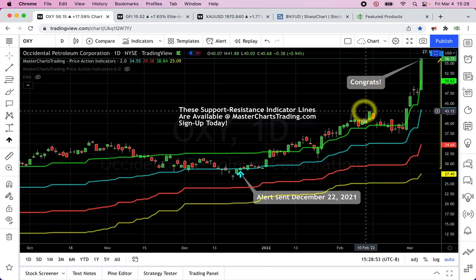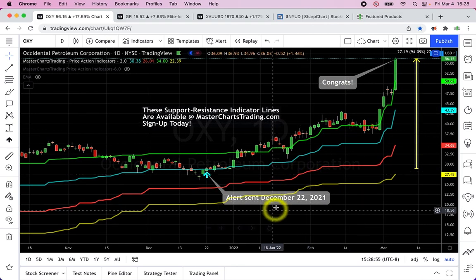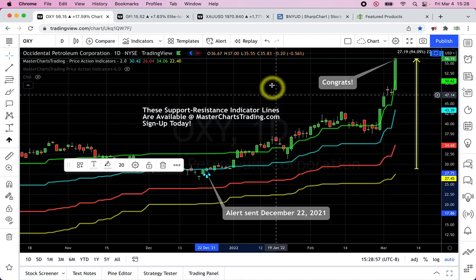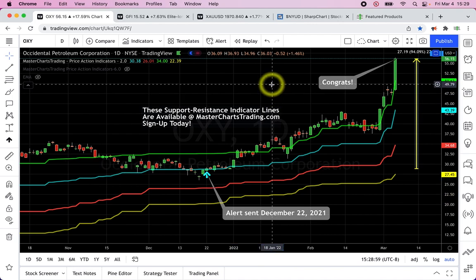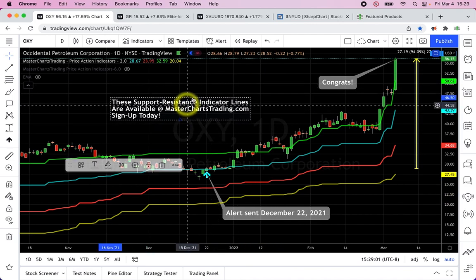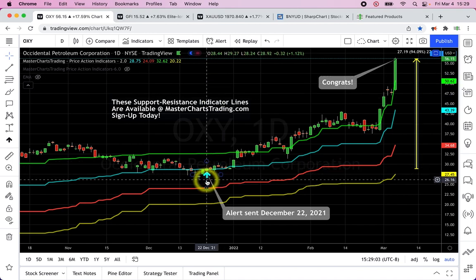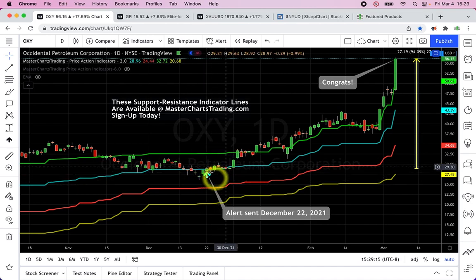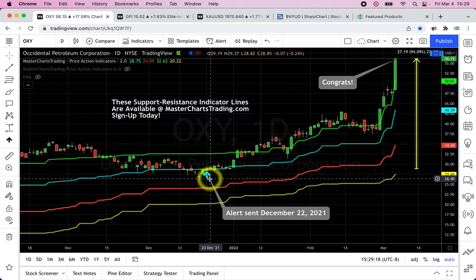One oil-related company we did trade is Occidental Petroleum, this United States company. Again, I didn't really think much about it at the time. This is an actual alert right there, 22nd of December of last year. How would I know? How can I predict the future? I can't. So we diversify, we look for many stocks and we buy various stocks, and you can pick and choose which ones you want.